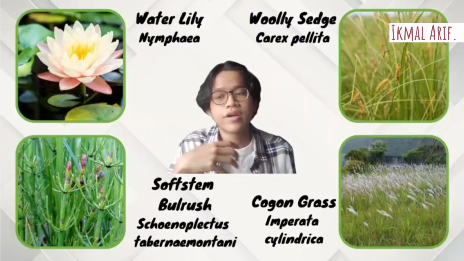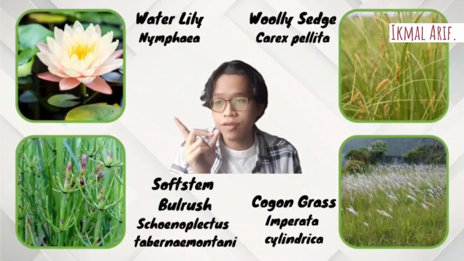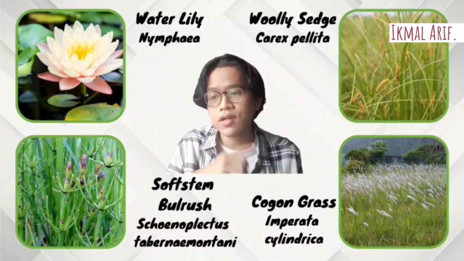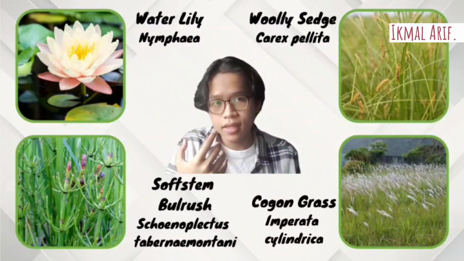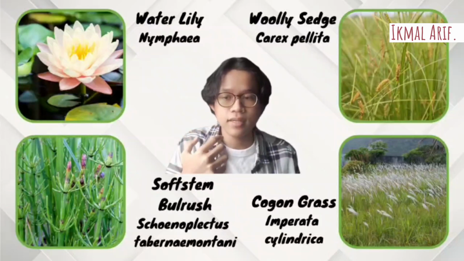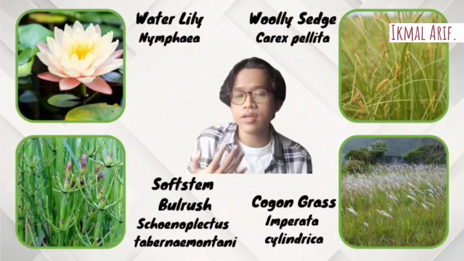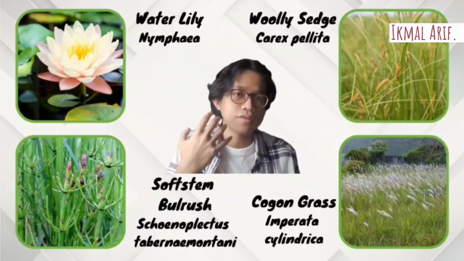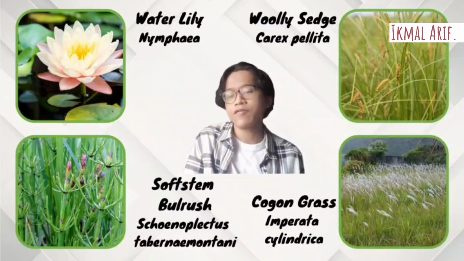For example, the plants we were required to find were water lily or Nymphaea, woolly sage, Carex pellita, soft stem bulrush, Schoenoplectus tabernaemontani, and the last one is cogon grass, Imperata cylindrica, or in Malay we call it lalang. So these are a few plants that we were required to search for in the wetlands and stick in the paper form.